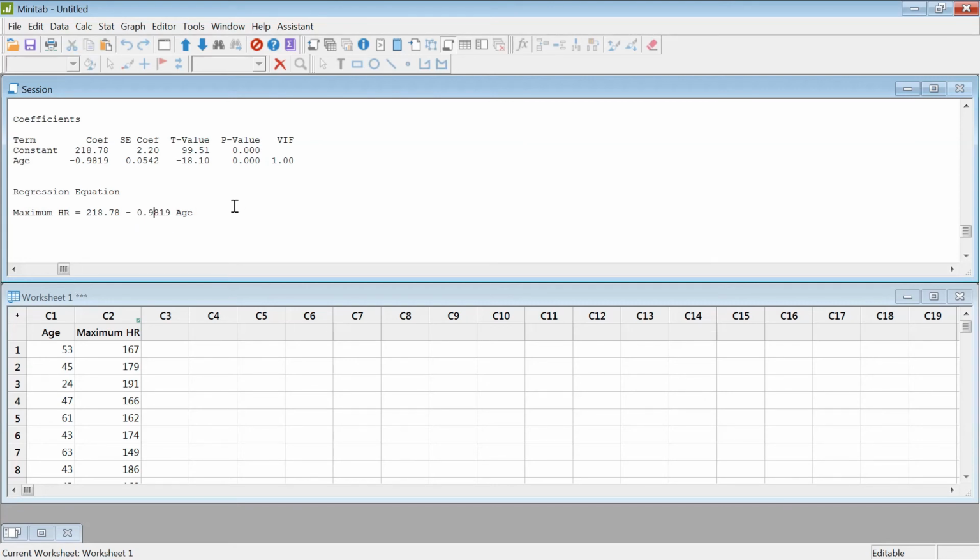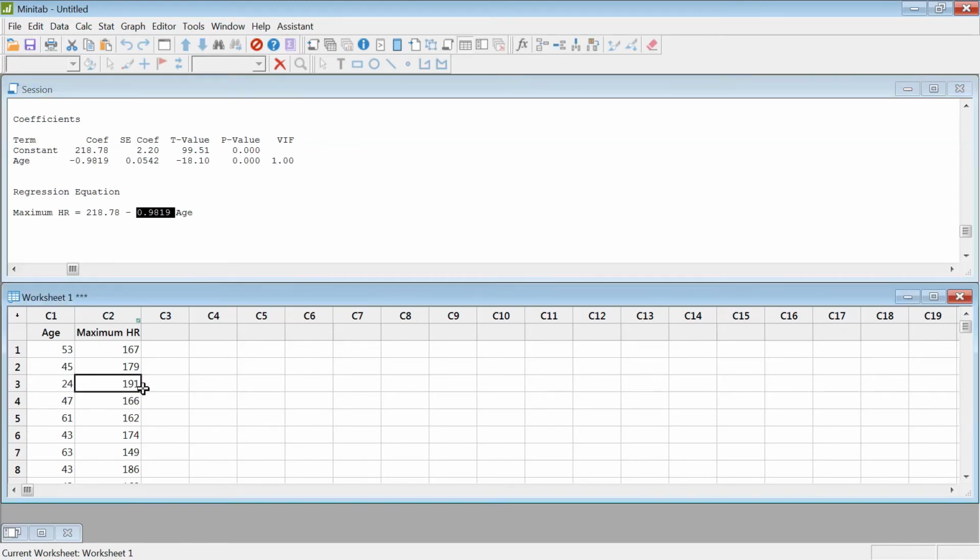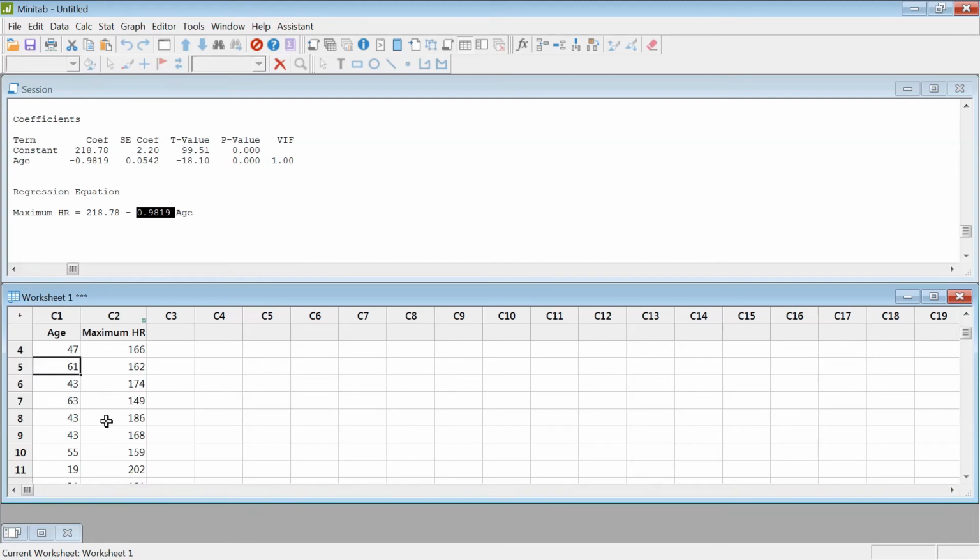If we increase age by 100, if somebody's age is 100, then their heart rate will decrease by 98. So basically 218 minus 98, about 120, will be the heart rate for a person who is 100 years old. However, you must be very careful. This regression model is only valid in the region where you have the data. So the maximum age I'm seeing here is 61, 63. There is not a person here who is 100 years old, so it's only up to 63. So this model is only valid up to 63.